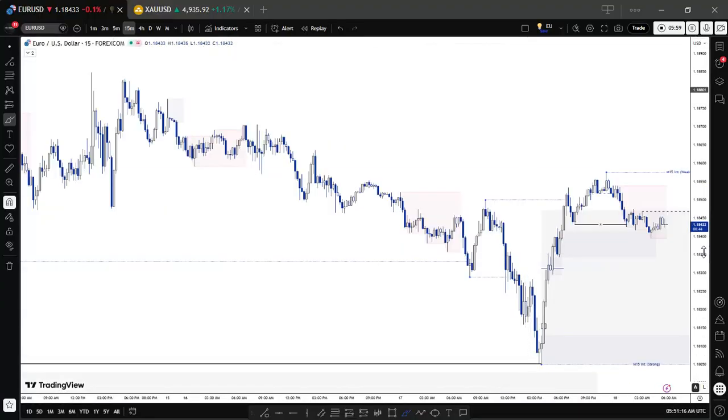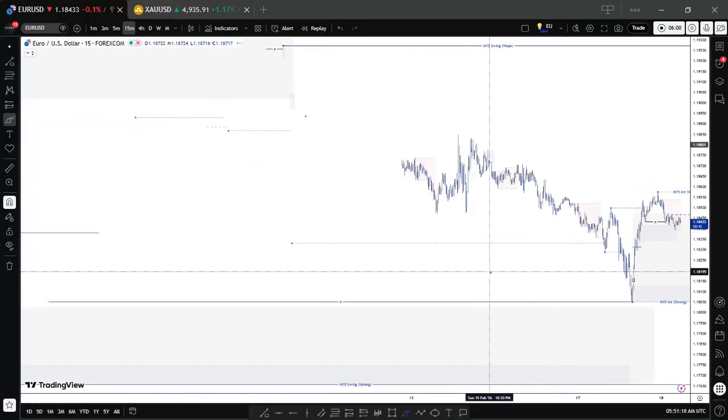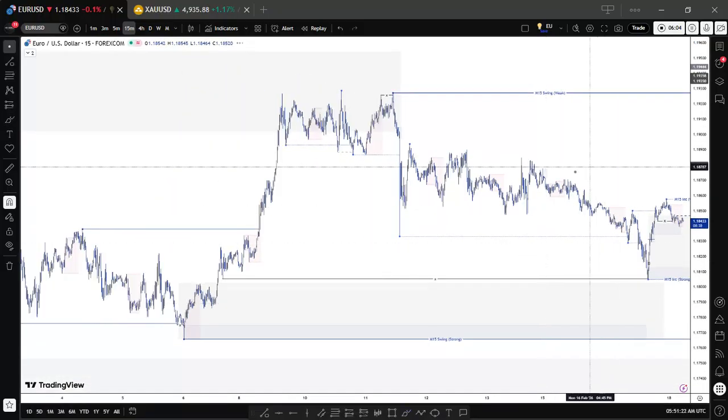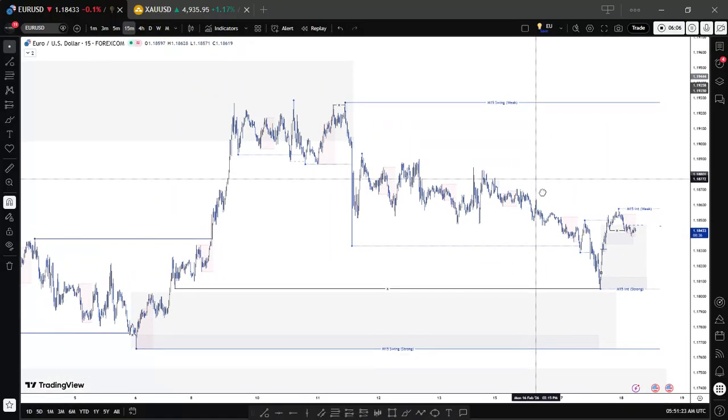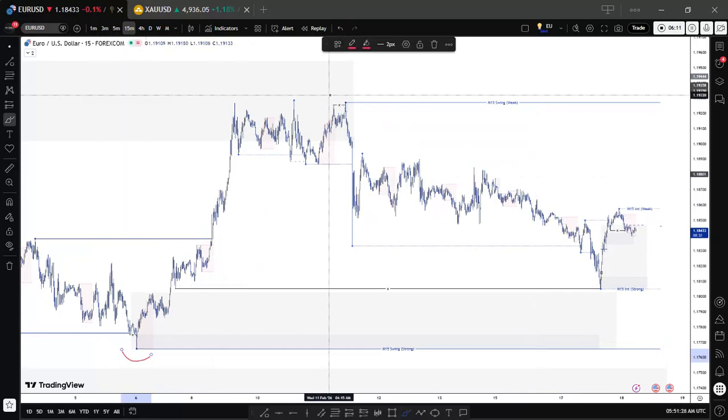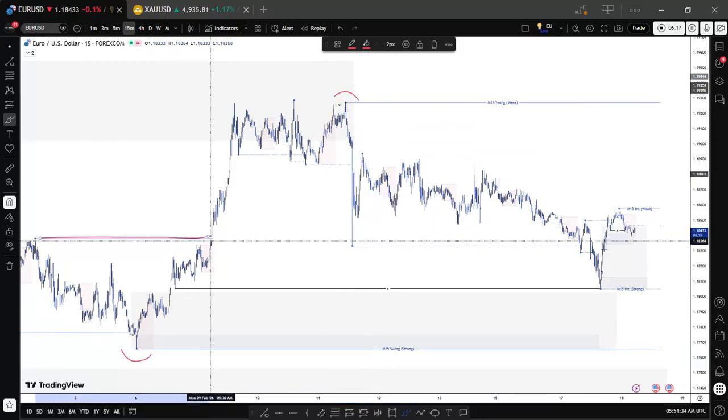So on the M15, my swing structure is bullish. This is my swing structure. Let me zoom out so you can see it clearly. So this is my strong swing low, and this is my weak swing high. That is the bullish breakout structure.